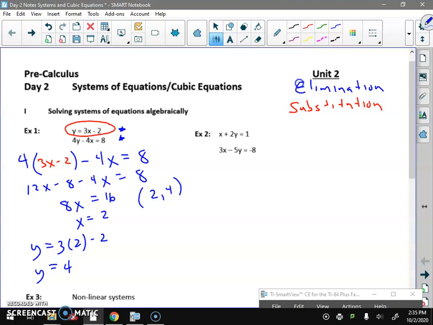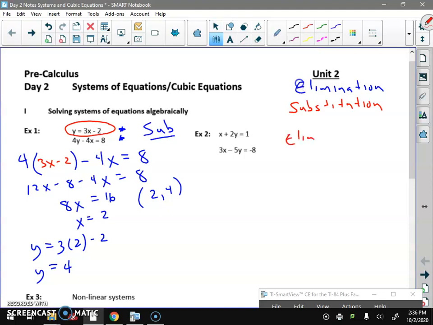All right, another linear. Maybe not set up for substitution. Let's do our other method, which is elimination. I'll put a little S here for sub. All right, sub. Elimination, what's that mean?